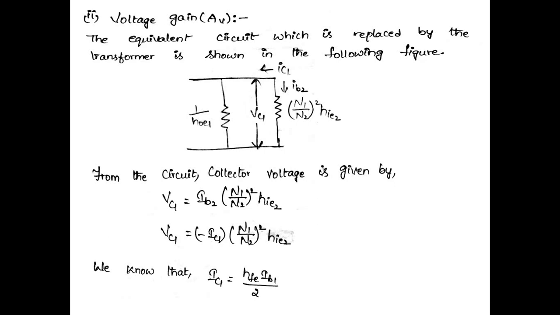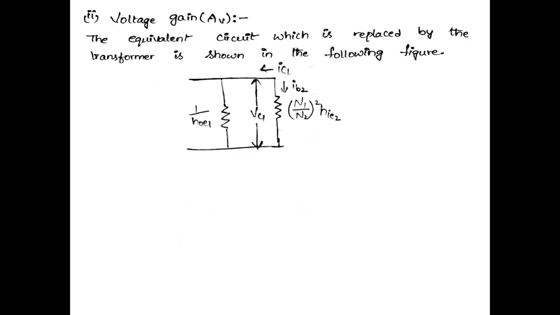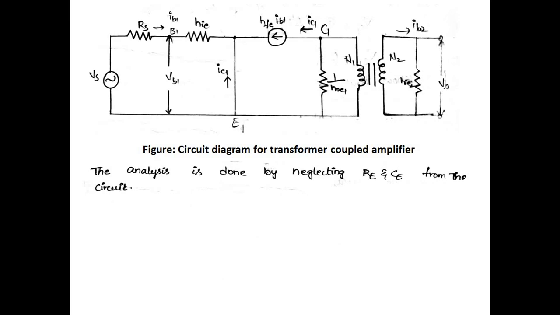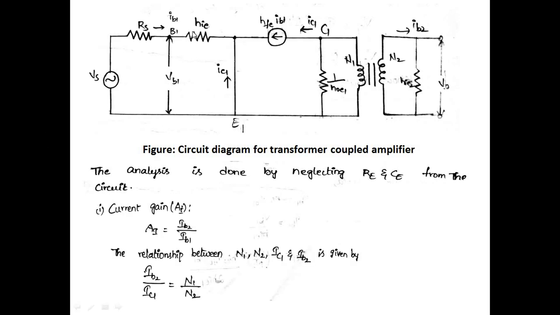And we already know IC1 is equal to HFE into IB1 by 2. You substitute this in the above equation. You will get VC1 is equal to minus of (N1 by N2) whole square into HIE2 into HFE into IB1, whole divided by 2. From the circuit, VB1, you just come to this circuit. This is the loop equation we need to apply: VB1 is equal to HIE into IB1.